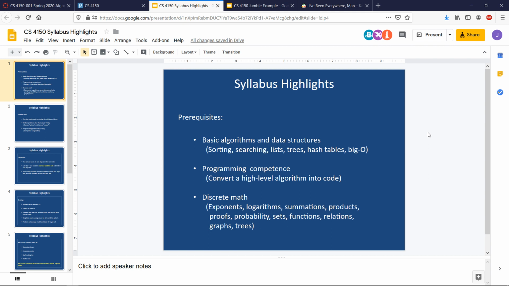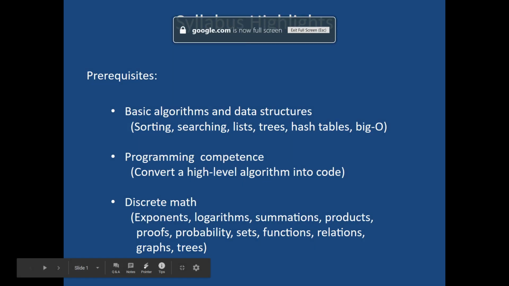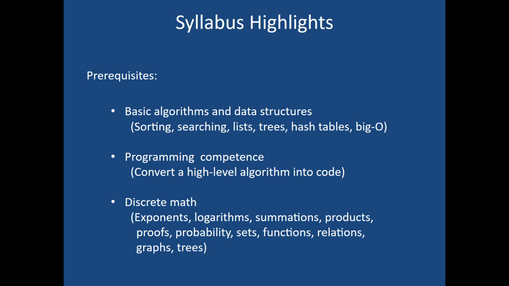First thing I want to do is go over some of the highlights of the syllabus. Okay, so this is not an introductory course. There are some prerequisites. What I expect is a background in basic algorithms and data structures, in other words, 2420. That includes sorting algorithms, searching algorithms, lists, trees, hash tables, big O notation, that sort of thing. I recognize that some of you will be pretty rusty on that stuff, so we'll do a little bit of reviewing at the beginning. But you need a solid background in 2420 to do well in this class.